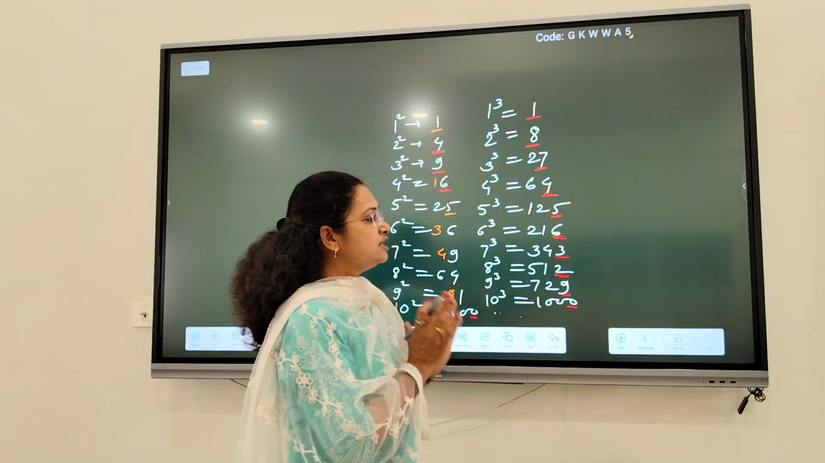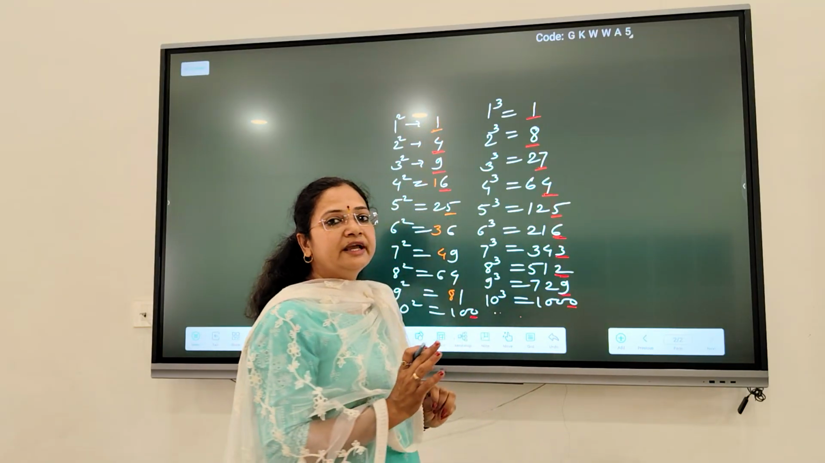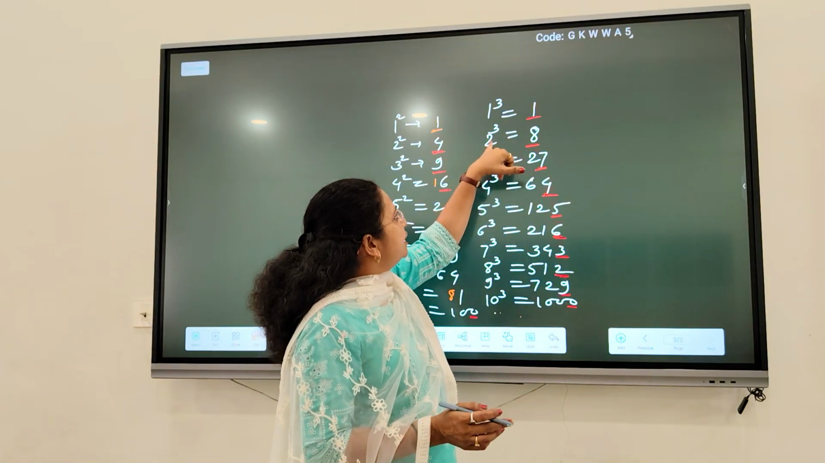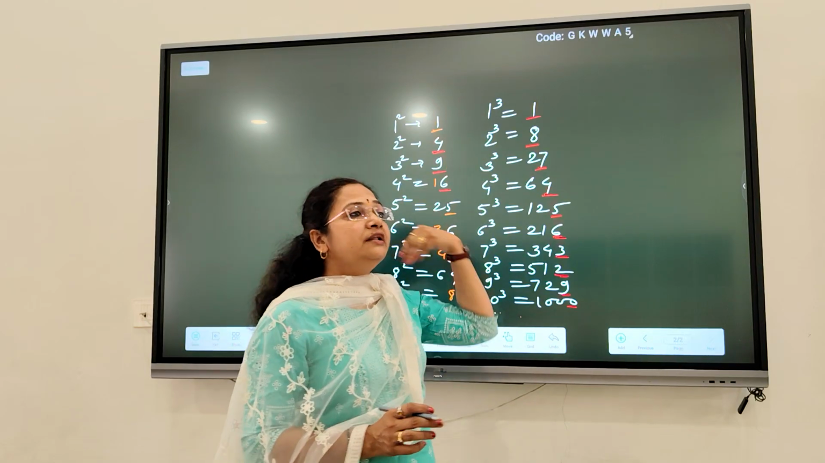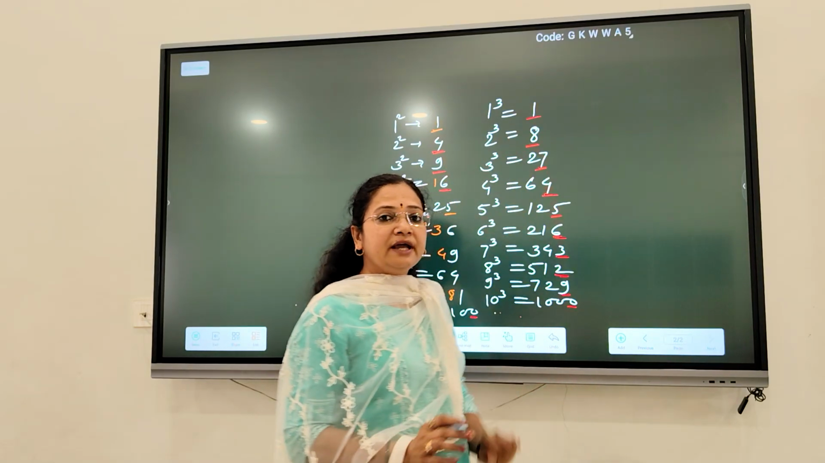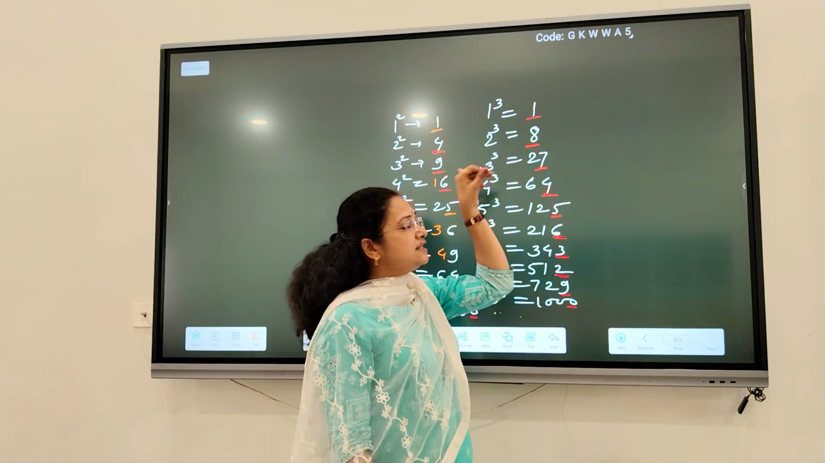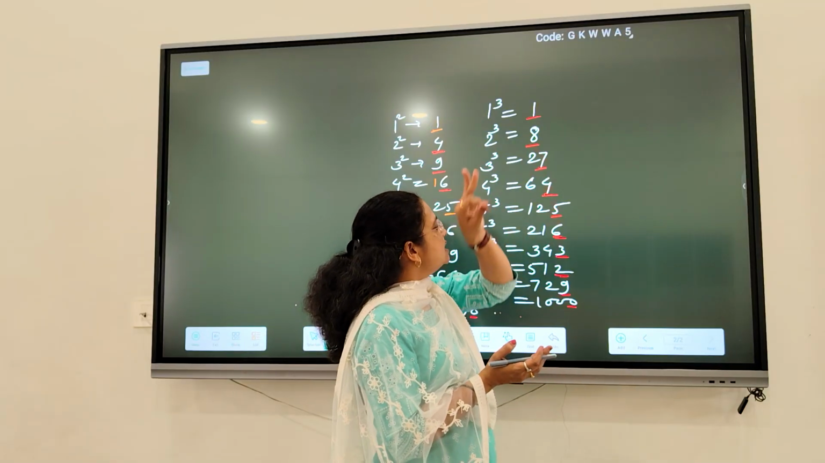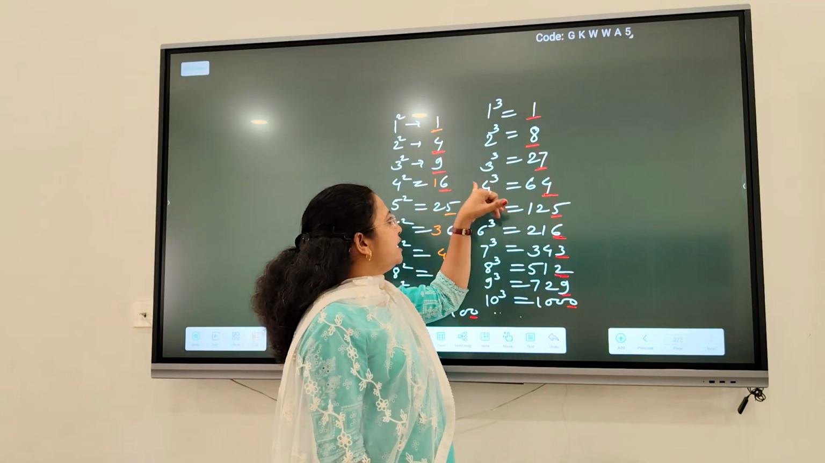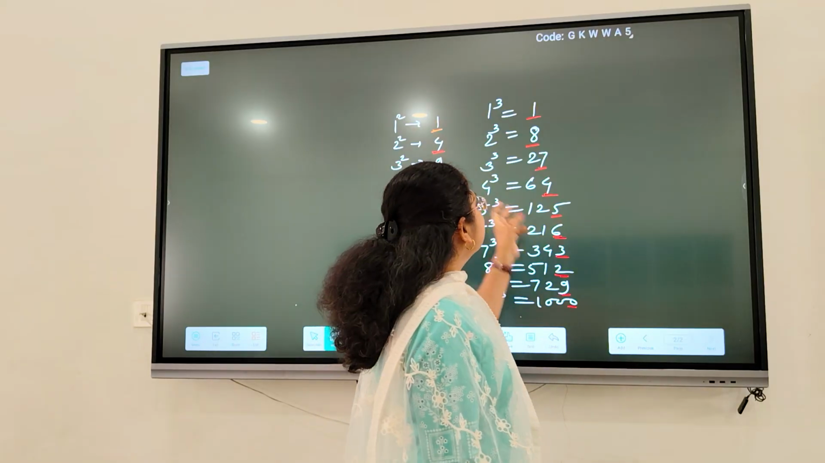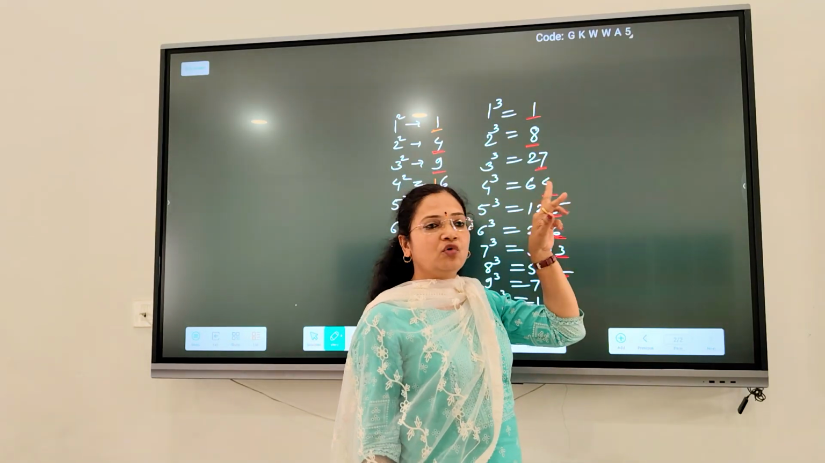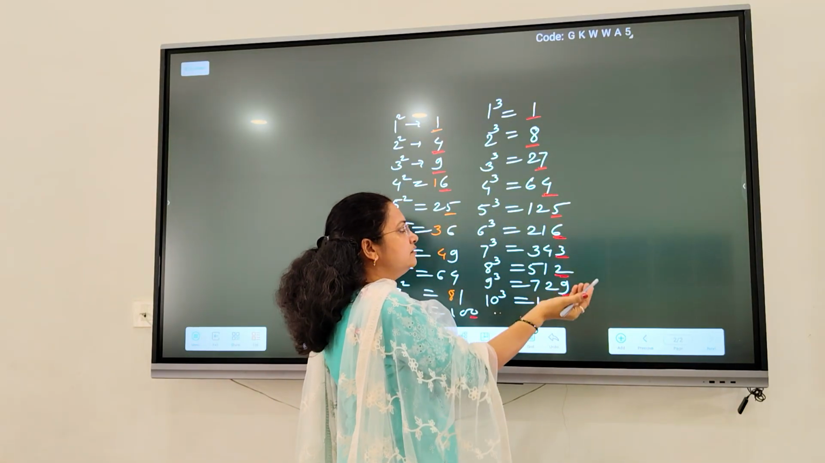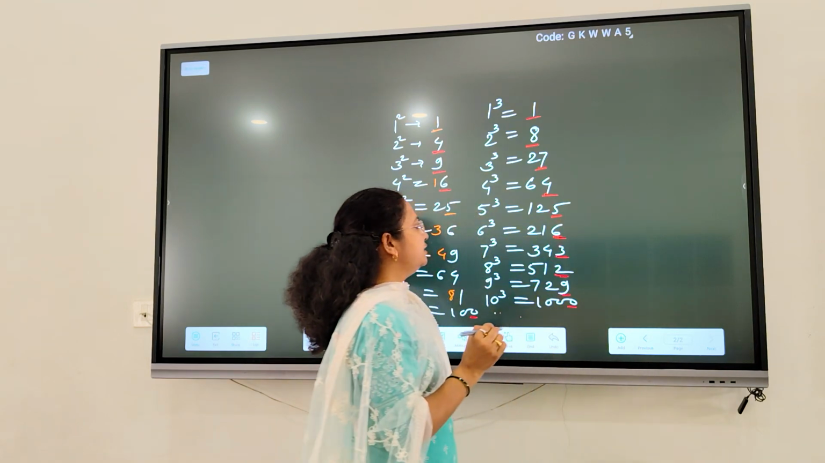If on the unit place of a number there is 1, then in the cube of that number there is 1. If there is 2, in the cube there is 8. If on the unit place there is 3, then in the cube the unit place number will be 7. If there is 4, then in the cube there will be 4. If there is 5, in the cube there will be 5.